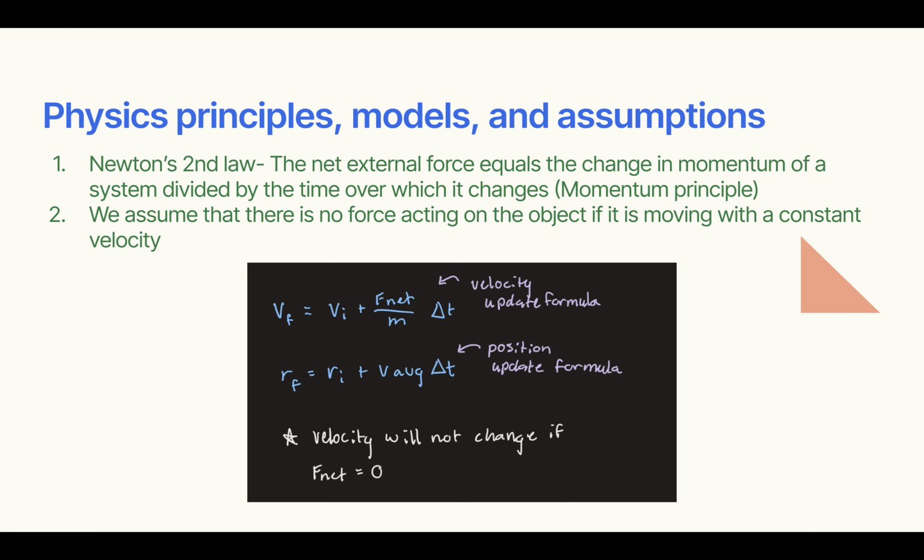So we use the velocity update formula, which is V final equals V initial plus the net force over mass times the change in time. And then we also use the position update formula, which is final position equals initial position plus the average velocity times the change in time. And so in the velocity update formula, velocity will not change if the net force is 0, which you can see in constant velocity because there's no force acting upon it.